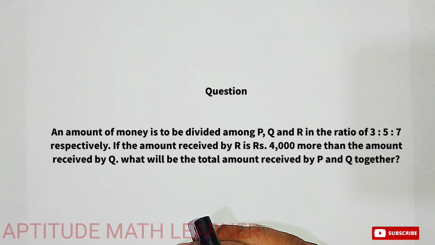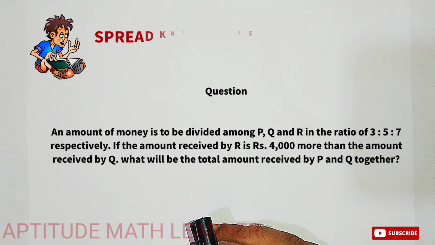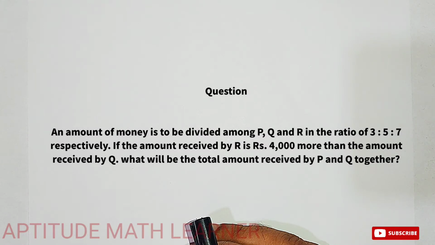Guys, once again we are here with a very interesting question. An amount of money is to be divided among P, Q and R in the ratio of 3:5:7 respectively. If the amount received by R is rupees 4,000 more than the amount received by Q, what will be the total amount received by P and Q together? So here we have to find out the total amount received by P and Q together.